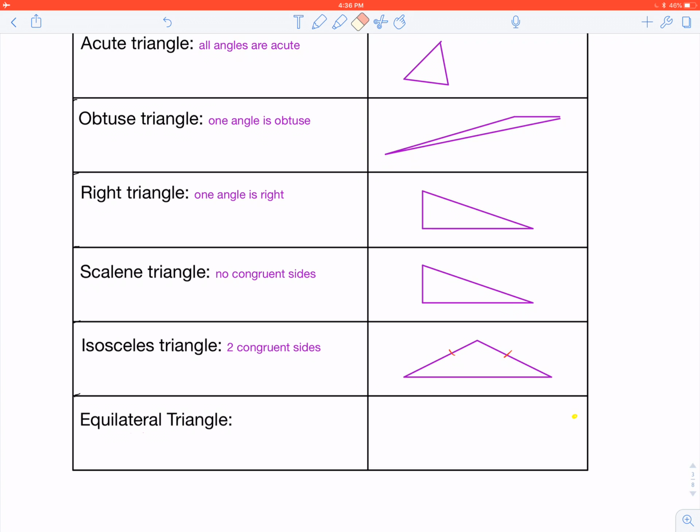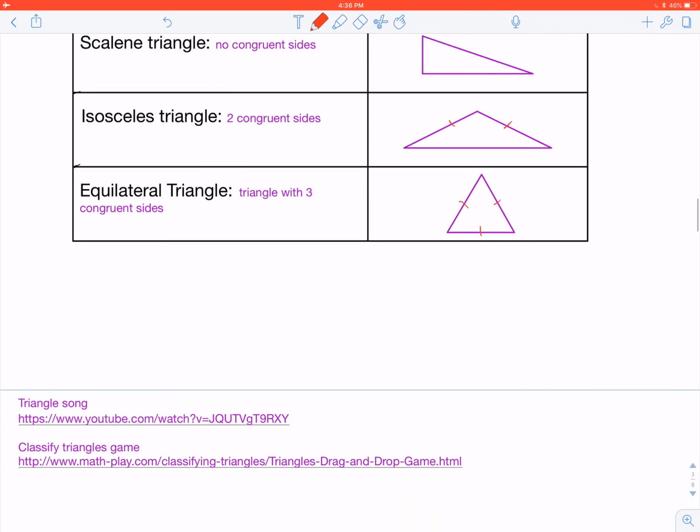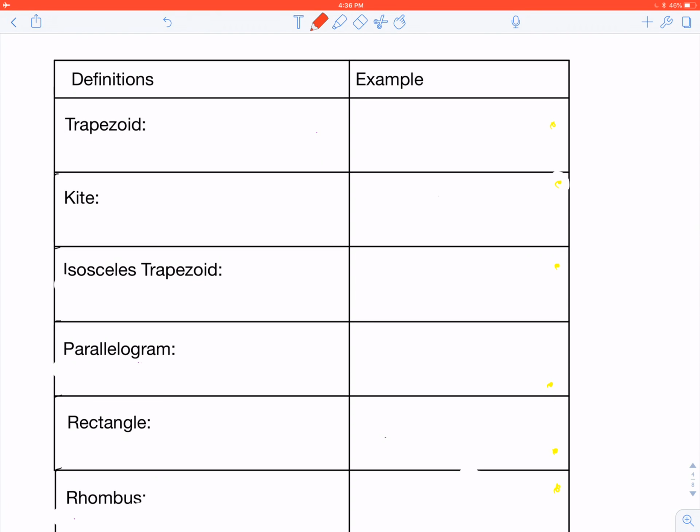An equilateral triangle is a triangle where all three sides are congruent to each other. So in this one, I could put a tick mark on all three sides showing that all three of those are the same length. Then we move on to quadrilaterals. So these are all definitions on quadrilaterals.